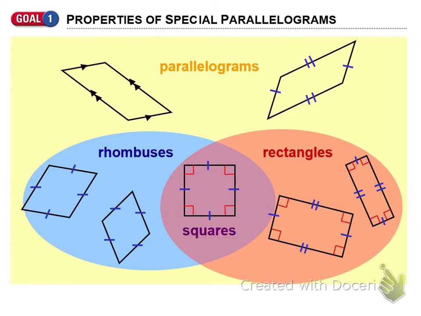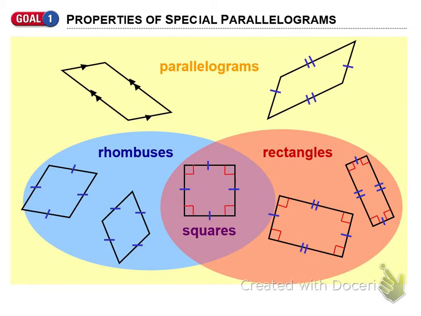What were some of the properties of a parallelogram, Sam? They all have four sides. A quadrilateral has four sides, yes. But specifically, what does a parallelogram have? What properties does it have?